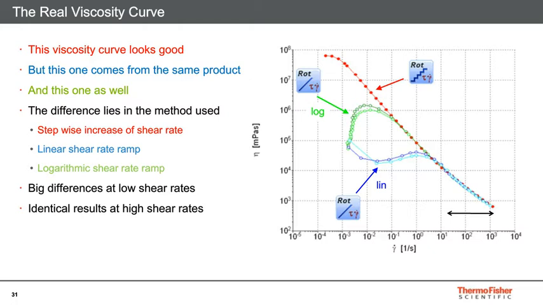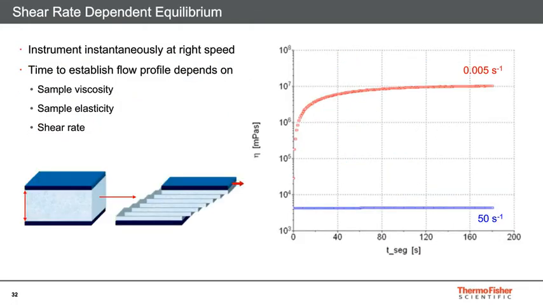So why is this? So really, it depends on how quickly the material reaches an established flow profile. So as we set a rotational shear rate or speed, the instrument reaches that speed almost instantaneously. Okay? But how quickly the material itself reaches a well-defined equilibrium flow profile depends on the sample itself, so how viscous it is, or if it has some elastic components, and then the shear rate we apply.